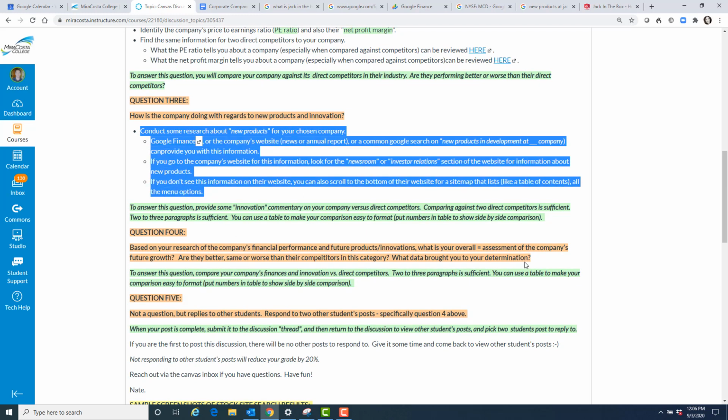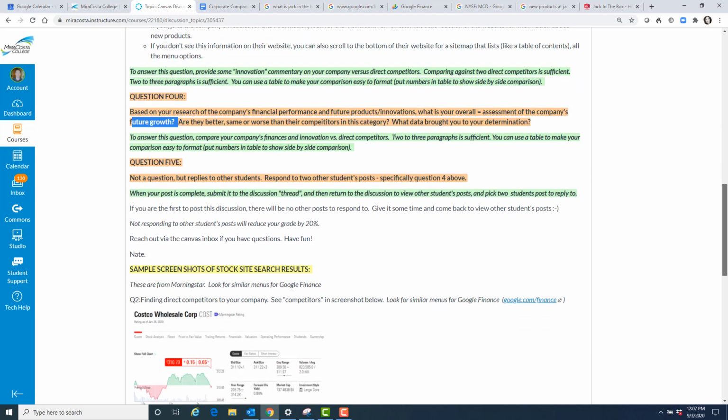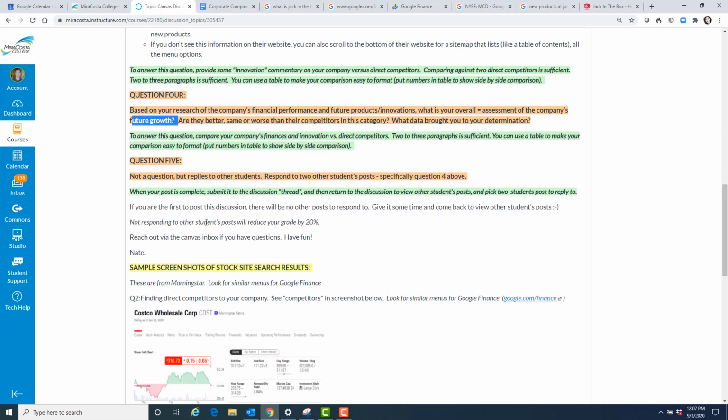Question 4, so now you're done with your research, questions 1, 2, and 3. Question 4 is based on your research of the company's finances and products and innovations, what's your overall assessment of their future growth? So this is you kind of recapping it all. And then lastly, you would want to reply to at least 2 other students based on their opinion of their company's future growth based on finances and product innovation.